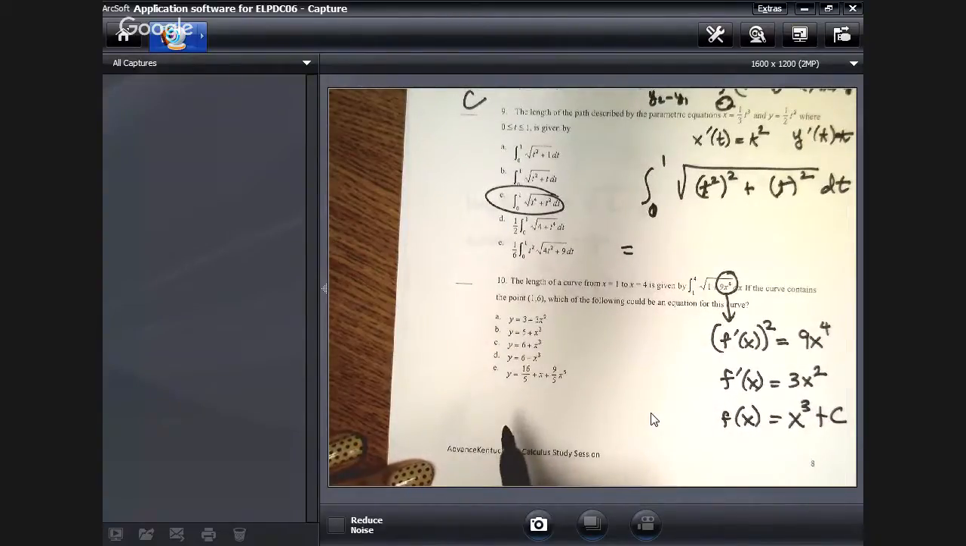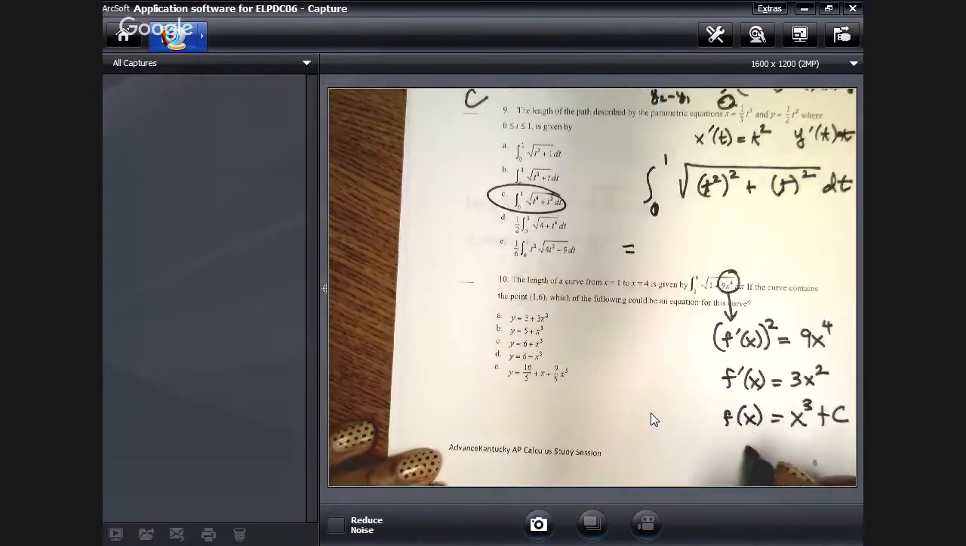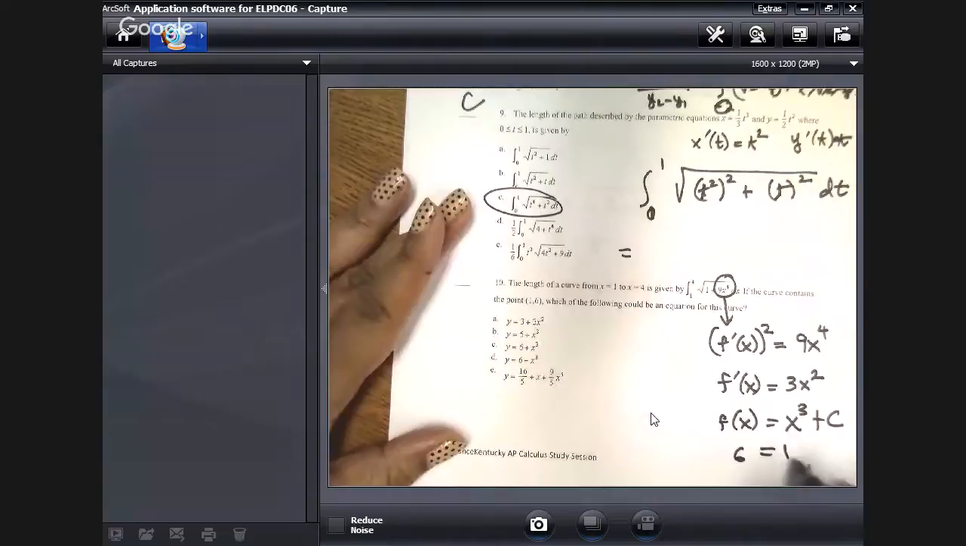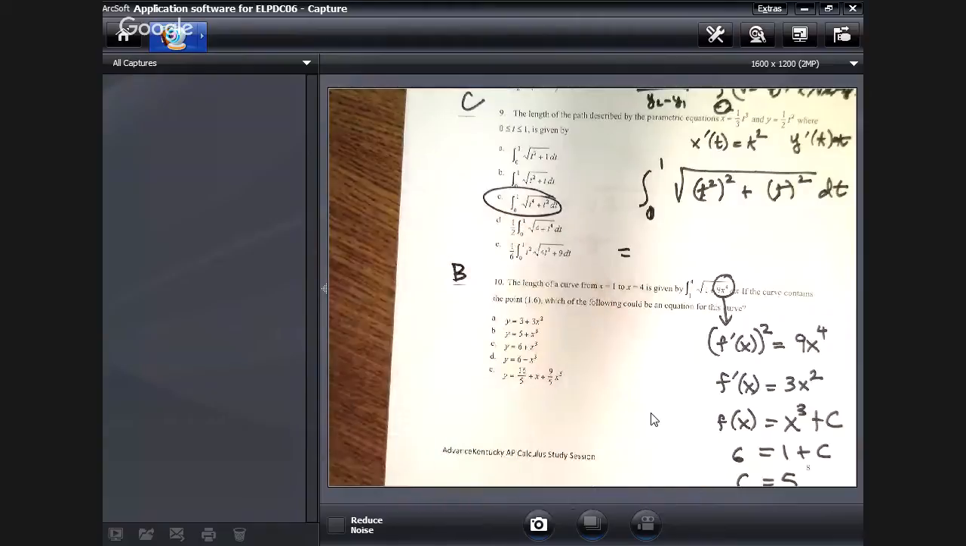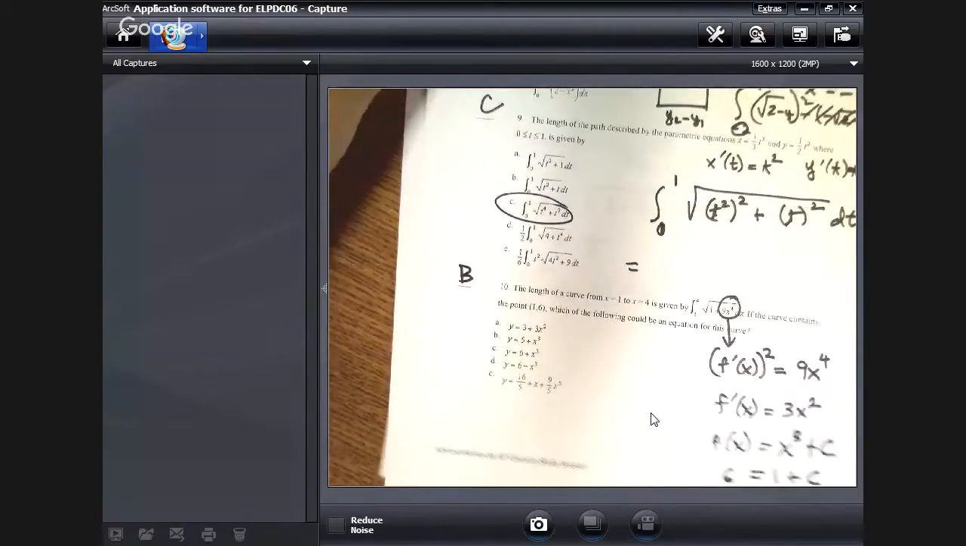So wait, they told me that the point (1, 6) is on the curve. So when x is equal to 1, y is equal to 6. That makes c equal to 5. And so the answer is B, y equals 5 plus x cubed.